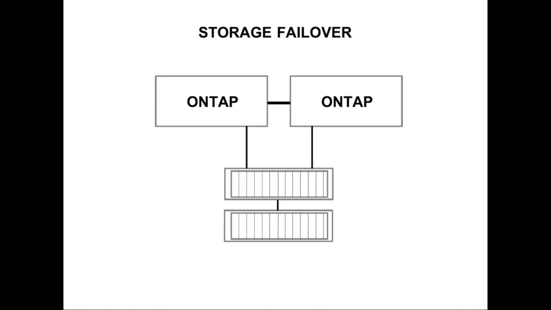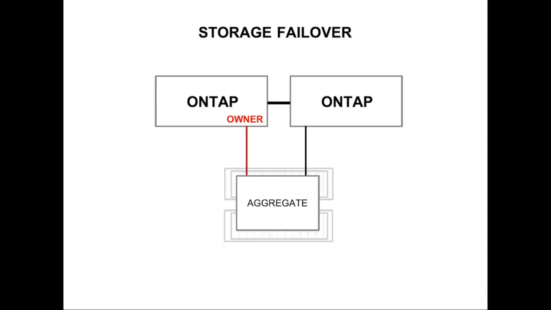Storage failover. The nodes in an HA pair are connected to the same disk shelves. The drives from one node can be taken over by the other node. The other node is referred to as the HA partner. If one HA partner fails, the other HA partner takes over the aggregates of the failed HA partner.